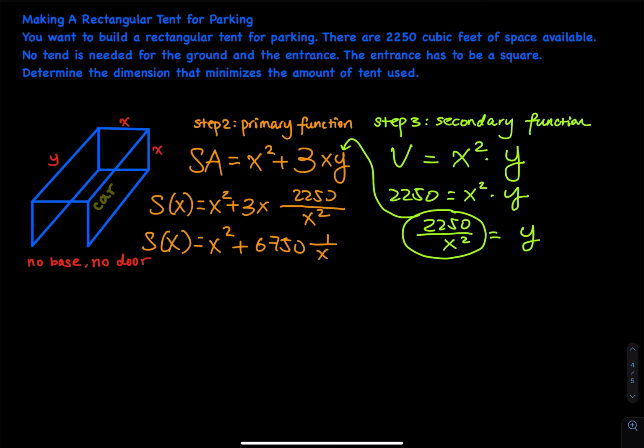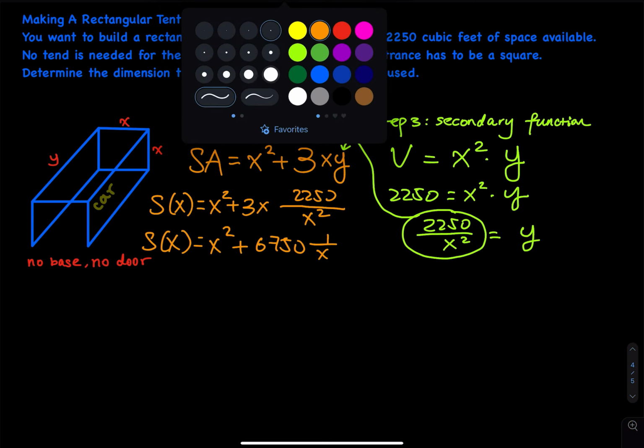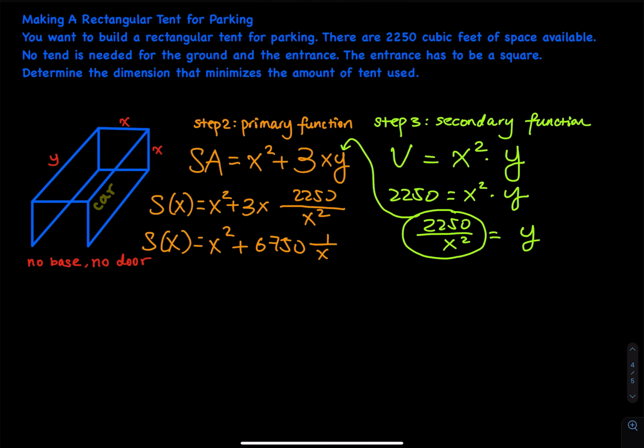Okay, so what is next? The next step is we will have to take the derivative, right? We will have to find the absolute minimum. So let's take the derivatives. So the next step, I will just write step 3, and then step 4, that is finding the derivative and critical number.